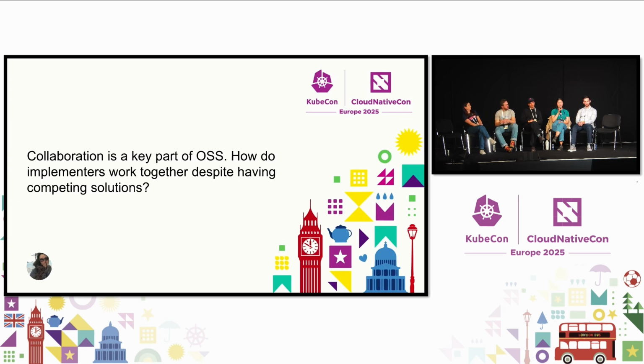So collaboration is a key part of OSS. How do implementers work together despite having competing solutions? Who wants to take that one?